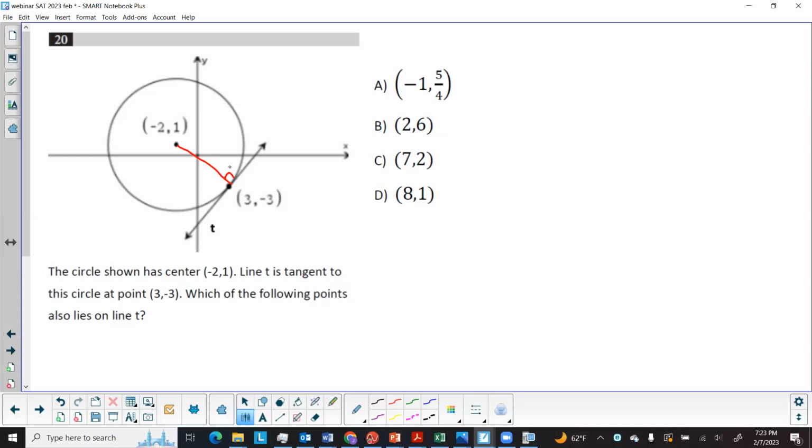So maybe you found the slope between those points. So 1 minus -3 over -2 minus 3. So that would be 4 over -5. So that's the regular slope. The perpendicular slope would be positive 5/4.